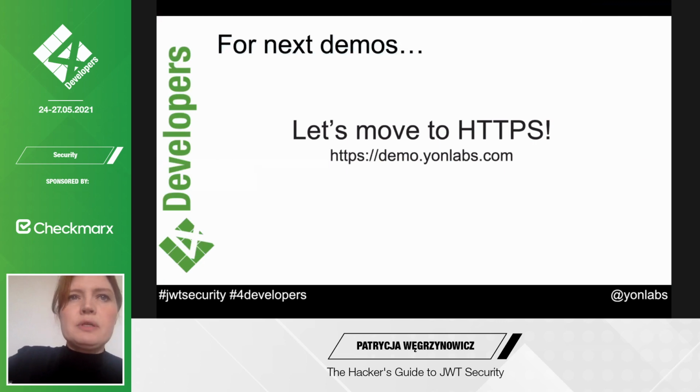So now it's time for the first demo. The first demo reveals a problem with the none algorithm. In JWT spec, there are only 2 mandatory algorithms to be supported by library. The first one is HS256, and the second one is none. None basically means no algorithm, no signature. In my demo, I will show you how to use the none algorithm to bypass server verification.